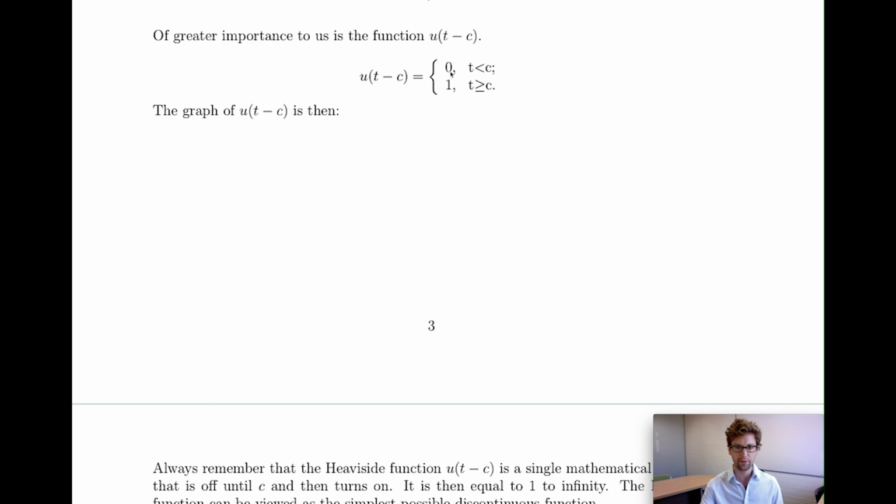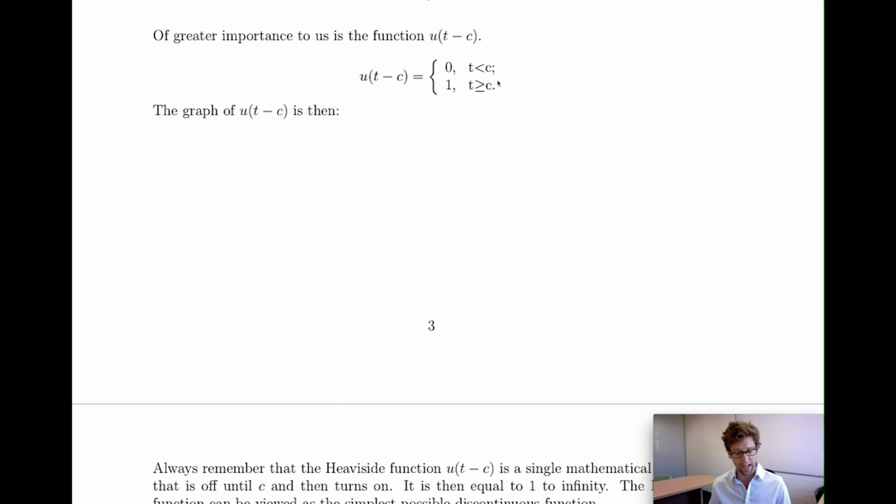It's going to be 0 for t less than c, and it's going to be 1 for t greater than or equal to c. Notice that this is actually exactly the same as the definition that we've just given, because when t is less than c, the argument t minus c will be negative. When t is smaller than c, this is going to be negative, and we've seen that u of a negative value is equal to 0. Likewise, when t is greater than or equal to c, t minus c will be positive, and so u of a positive value will be equal to 1.